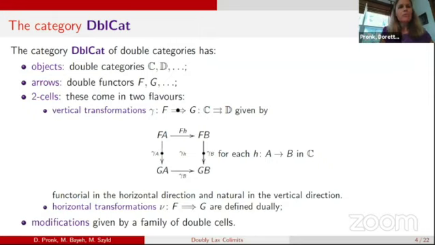Objects are double categories, obviously. Arrows are double functors that are preserving all the structure I just told you about. And then we have two-cells, but they come in two flavors. So there's two kinds of two-cells. There are vertical transformations, which are like lax or oplax transformations, or well, lax or oplax is not as clear here because we don't really give a direction to our double cells, but they are like those lax or oplax transformations, but with vertical components, and then the horizontal transformations, which are the same way, but then with horizontal components. And then there are modifications.